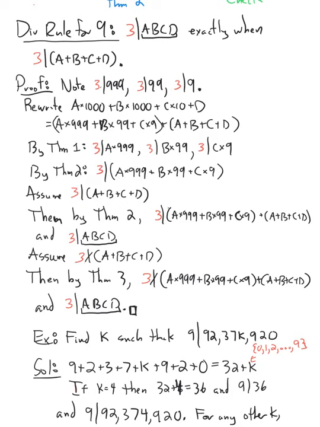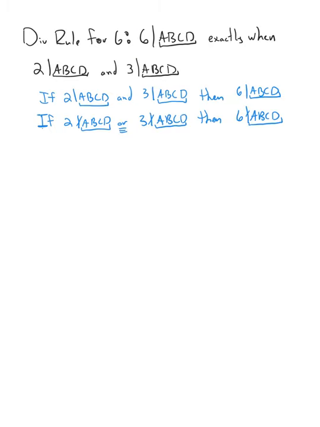So we only have 2 rules left, 6 and 11. So let's talk about those. So let's talk about the divisibility rule for 6. In fact, I don't think we'll go ahead and prove this. I will just tell you it, and then we can use it. So basically, all it's saying, the divisibility rule for 6, is just combining the rules for 2 and 3. So a number is divisible by 6 exactly when it's divisible by 2, and it's divisible by 3.